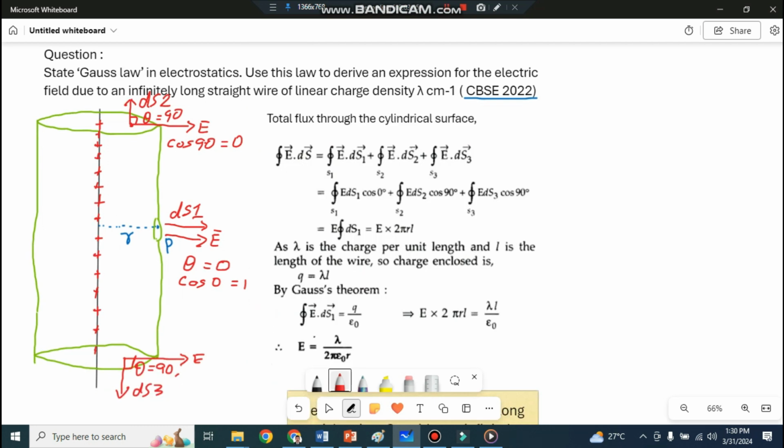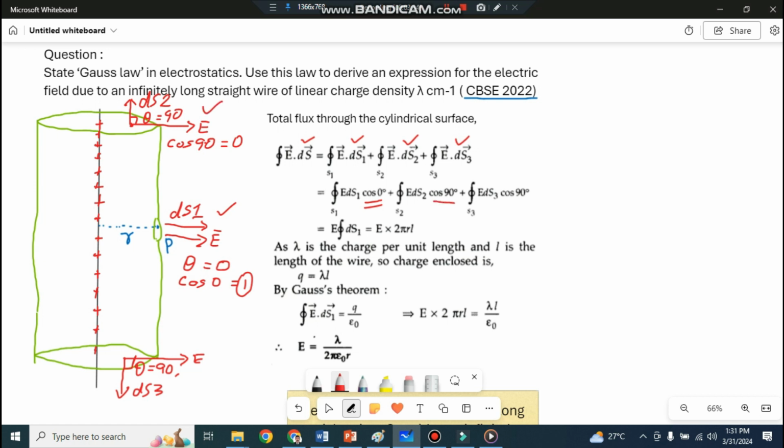In the mathematical part, there are 3 surfaces: curved surface, top surface, bottom surface. So the total flux will be equal to the sum of these 3 fluxes. So I wrote integral E dot ds is equal to integral E dot ds1 plus integral E dot ds2 plus integral E dot ds3. In integral E dot ds1, the angle between them is 0, so cos 0 is equal to 1. So the first part of that statement exists.